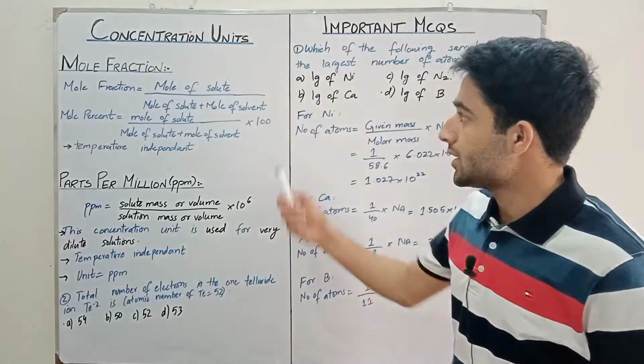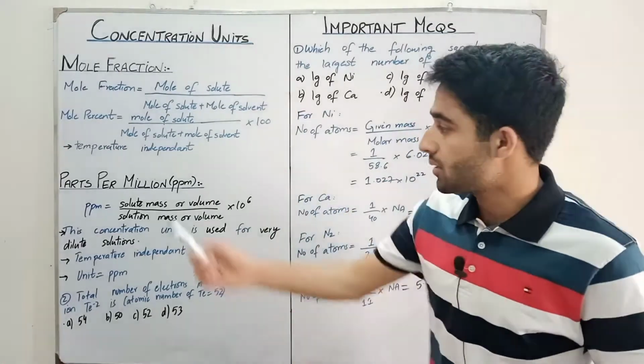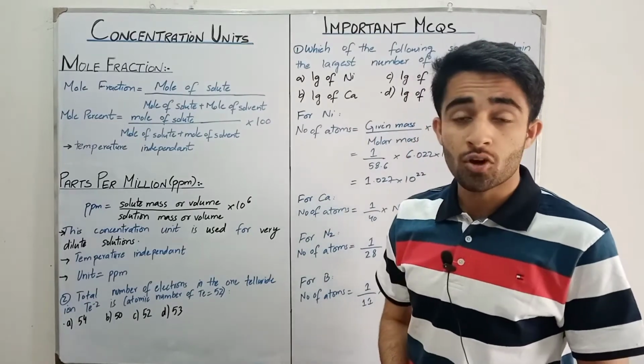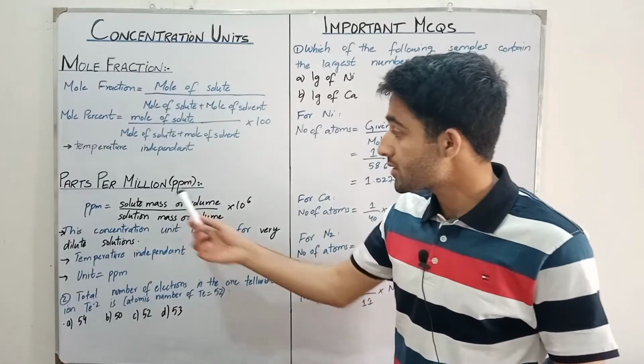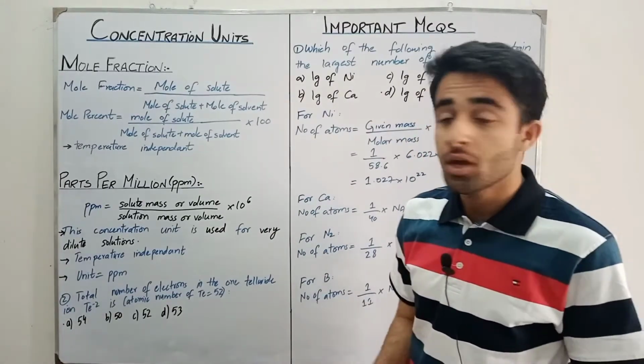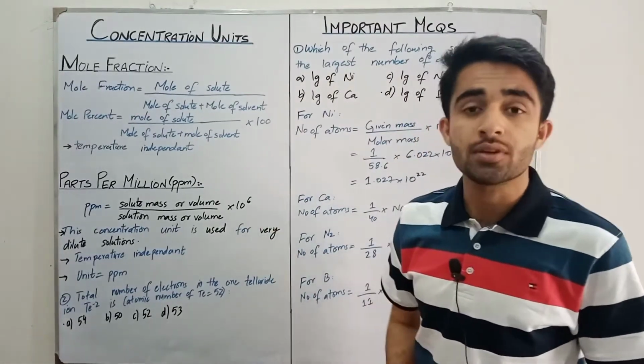The next concentration unit is the parts per million, which is the ppm. The formula of the ppm is the solute mass or volume divided by solution mass or volume, multiplied by 10 raised to power 6.